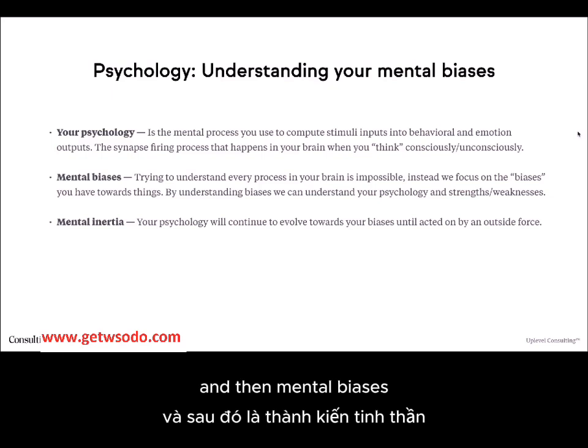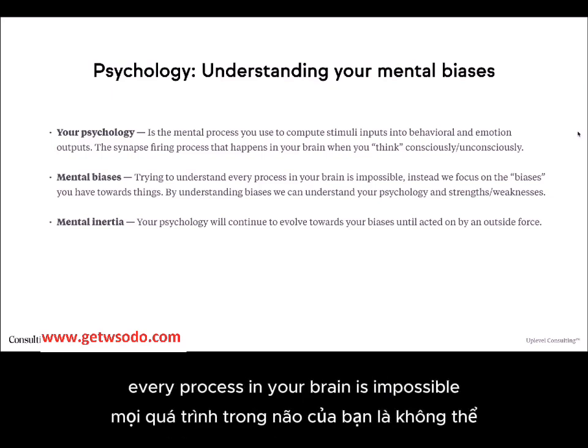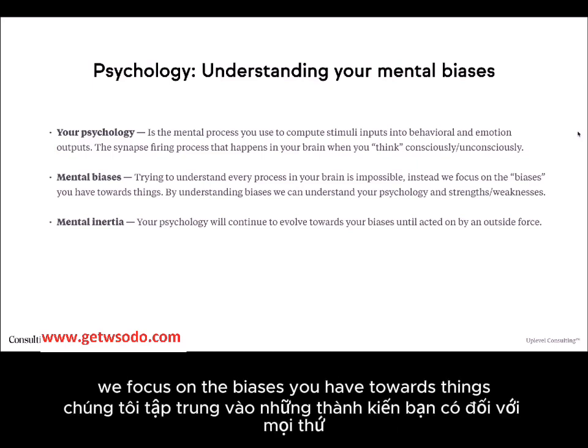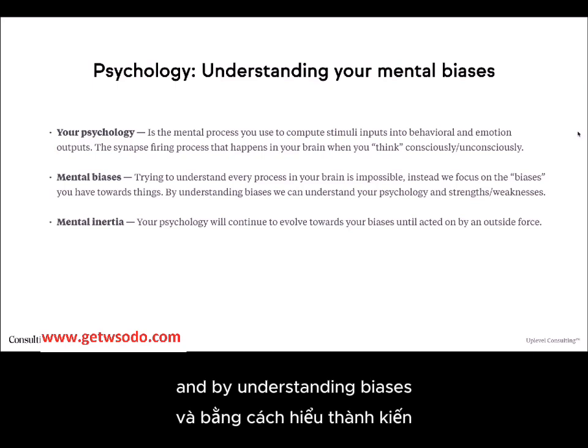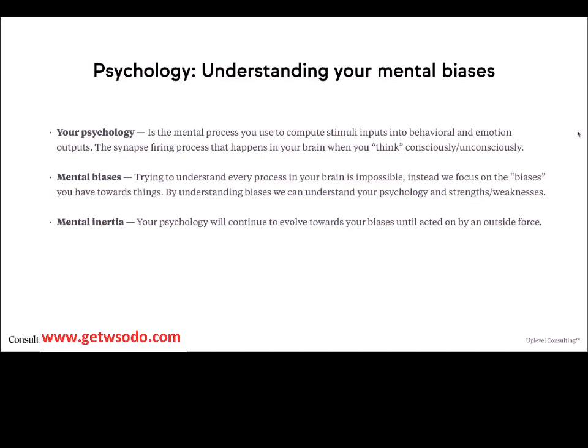And then mental biases. So trying to understand every process in your brain is impossible. And instead we focus on the biases you have towards things. And by understanding biases, we can understand your psychology and strengths and weaknesses.